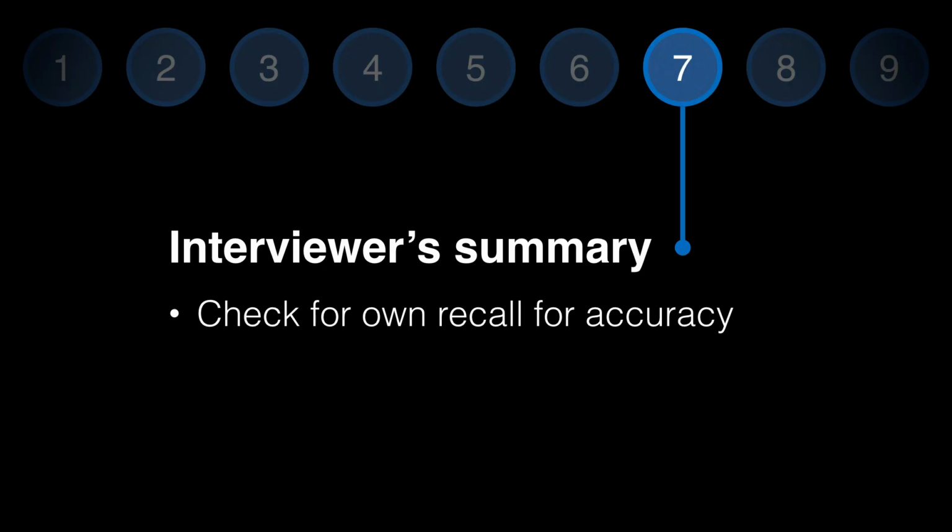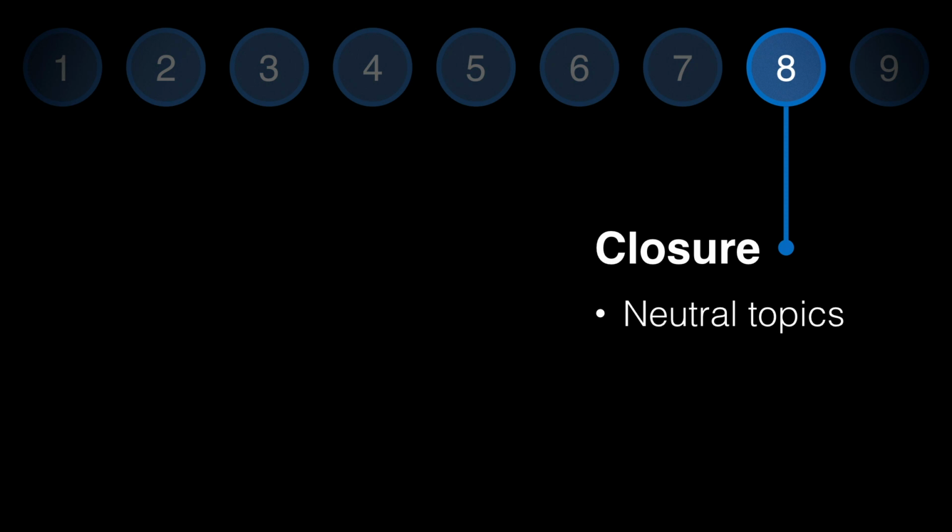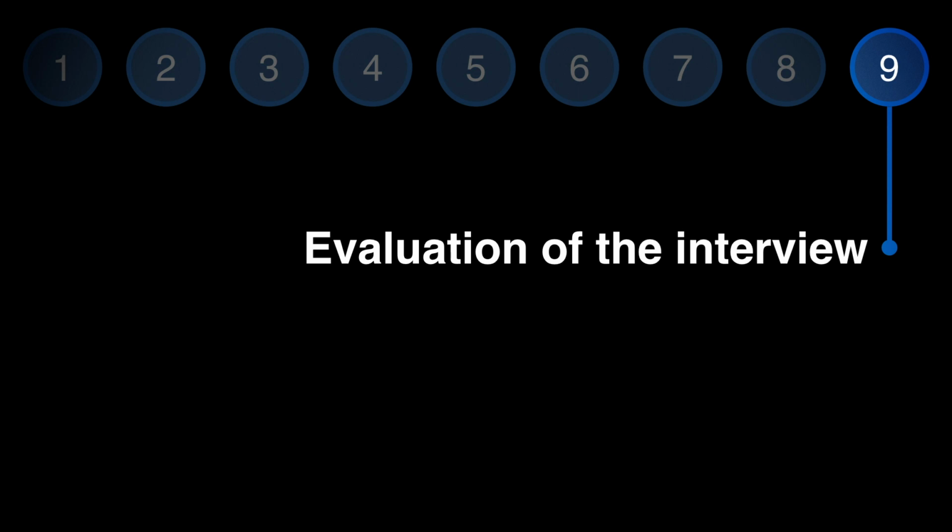Phase 7 comprises the interviewer's summary of the witness's words to check their own recall for accuracy. Phase 8 is closure, which means the interviewer gradually returns to neutral topics to conclude the interview on a positive note. The interviewer should provide information on what will happen after the interview and answer any questions that the witness has. Finally, phase 9 is the evaluation of the interview with the interviewer's colleagues, which should take place to allow for continued professional development of the police.